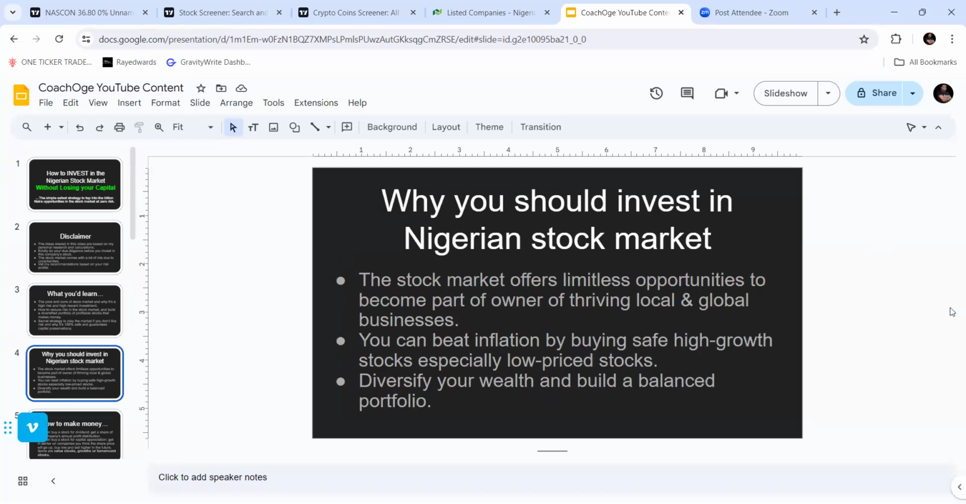You know, I will keep projecting this. The Nigerian stock market is a very profitable platform to make good money if you know what to do, if you know how to do your research, if you know how to play the market, and most importantly, if you have the right knowledge and belong to, or you're part of, the right group or right set of people. So the stock market offers limitless opportunities to become part owner of thriving local and global businesses. Sure, that's the first thing.